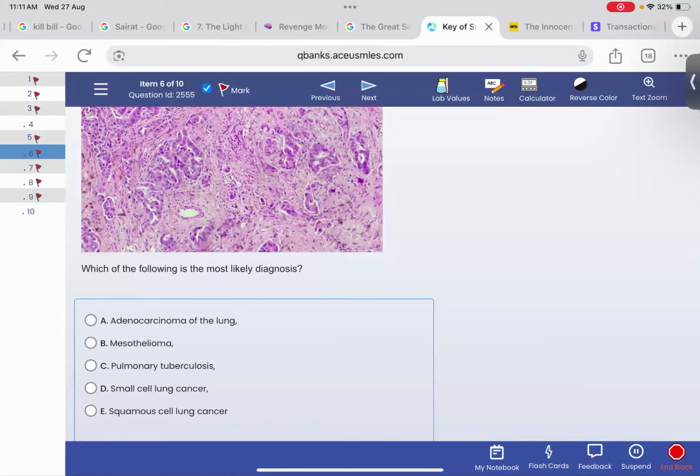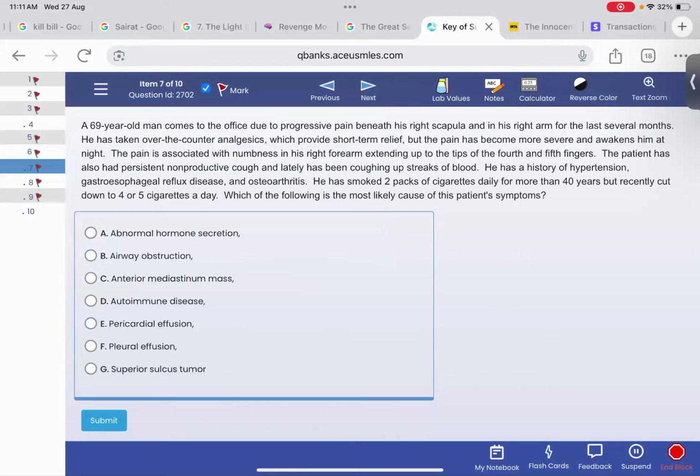Pulmonary tuberculosis, there was no history of pulmonary tuberculosis. And small cell lung carcinoma, there is no history of biopsy findings and no history of smoking and like that. And squamous cell carcinoma is not that typical, but we have to go on the level of biopsy. You have to choose adenocarcinoma of the lung. Have you got the point? Yes, sir. Okay, perfect.